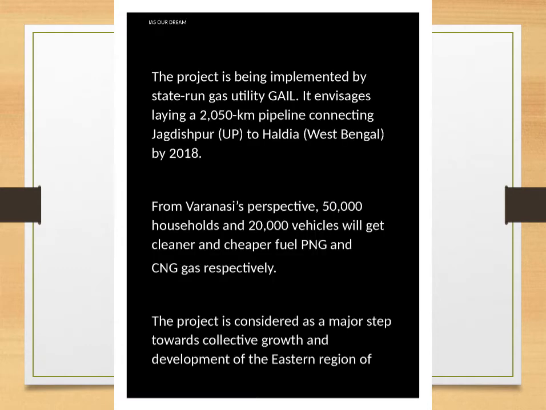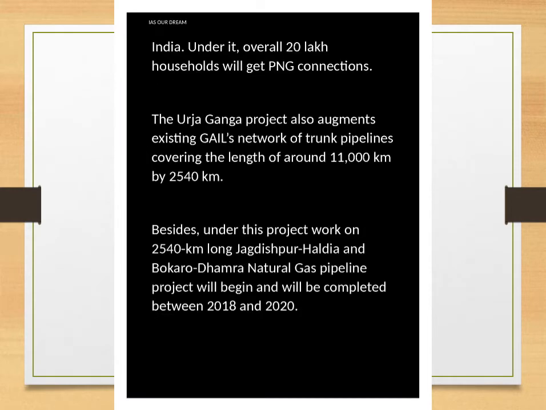The project is being implemented by the state-run utility GAIL, that is the Gas Authority of India Limited, and it envisages laying a 2050 kilometer pipeline connecting Jagdishpur in Uttar Pradesh to Haldia in West Bengal by 2018. From Varanasi's perspective, 50,000 households and 20,000 vehicles will get cleaner and cheaper fuel, PNG and CNG respectively, in our Honorable Prime Minister's constituency. The project is considered a major step towards collective growth and development of the eastern region of India. Under it, overall 20 lakh households will get PNG connections.